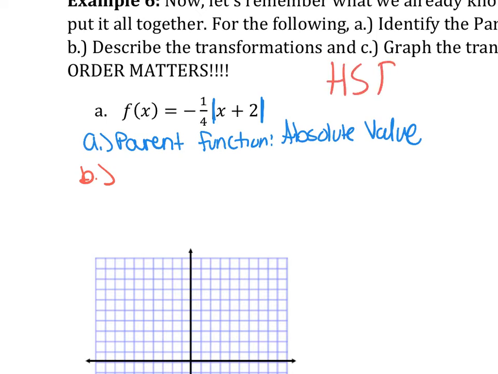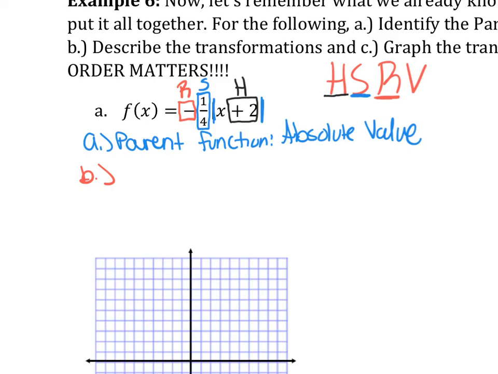Okay, then for the transformations, again, order matters, H, S, R, V. So we need to go through. H is any addition or subtraction happening on the inside. Do we have any of that going on? Yes, we have a plus 2. That's our H. Our S is stretches and shrinks. That's multiplication happening on the outside. We have the 1/4 that's being multiplied on the outside. Again, it has to be a positive number. And then the R is for reflections, which is negative signs. And we have one negative sign on front.